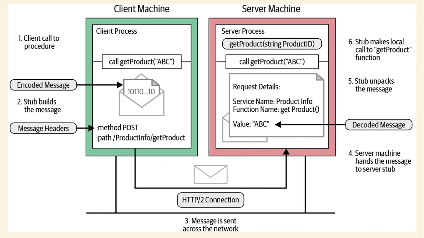So a typical workflow looks like this, where we have a client to call the procedure. Then we have the stub build the message, which is with the message header. And third is the message once built, it is sent on the network. And once it is sent on the network, after receiving, server machine handle the message to the server stub. Then a fifth step is to stub unpacket the message, and at last stub makes local call to get product functions.